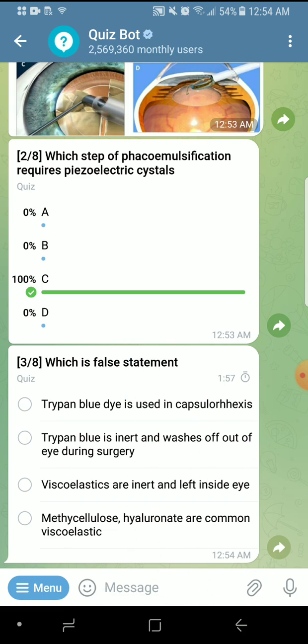Now, trypan blue dye is used in capsular access. I just told you it is inert. That's what is used, and it is washed. You have to wash it out. It can damage the endothelium of the cornea. That's why before trypan blue dye, air is also put. So viscoelastics are put. They are inert. That's why they are used, but they are not left. If you are leaving the viscoelastic, it will cause high pressures after cataract surgery, so it is removed. And some examples of viscoelastics are in D option, that is correct.